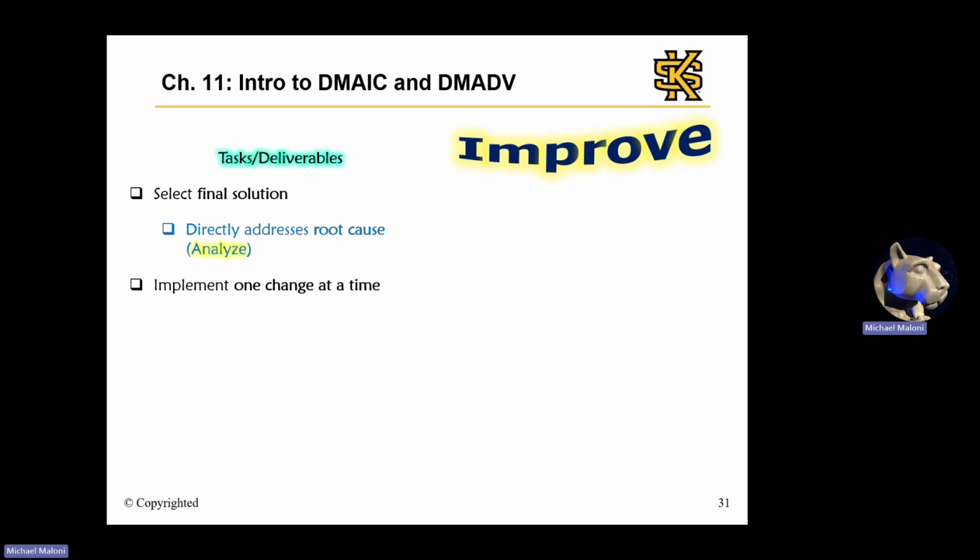And we have to be careful in this step because the text warns that the most common problem that plagues Six Sigma teams during the improve phase is project fatigue. Our team just runs out of gas.